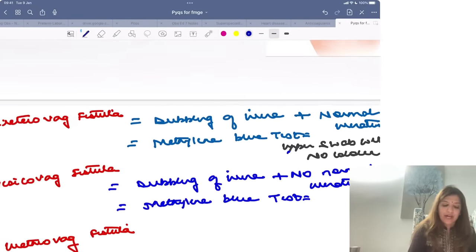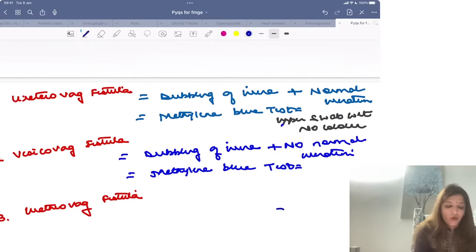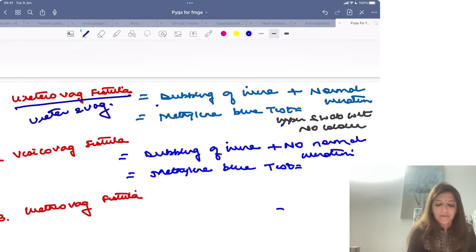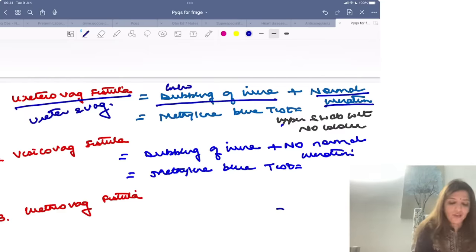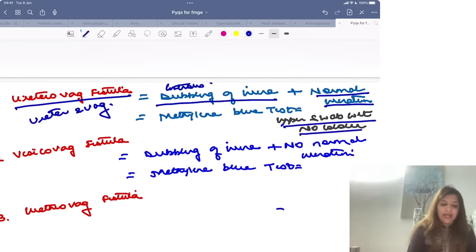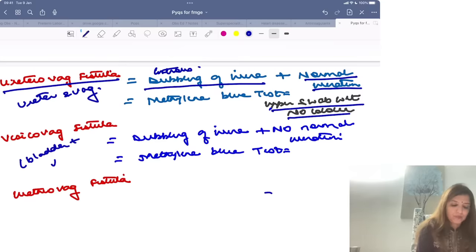Now, in case of vesicovaginal fistula, so there are basically three kinds of fistulas on which question can come. A ureterovaginal fistula, vesicovaginal fistula and urethrovaginal fistula. Ureterovaginal fistula ka matlab hai ki ureter and vagina ke beech mein fistula hai. In this case, patient will complain of dribbling of urine plus she will have normal urination. So there will be continuous dribbling of urine and normal urination. And when you will do a methylene blue test, you will see that the upper swab is wet, but there is no color, right?